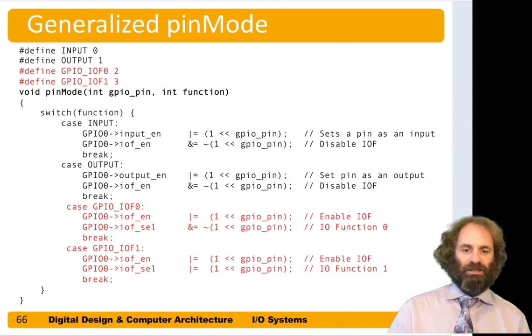Now let's talk about generalizing the pin mode function. Previously our pin mode handled input and output, but now we want it to be able to handle a GPIO IO function 0. And you might remember for IO function 0, we need to set the IO function enable bit for that GPIO, and also set the IO function select to 0 for function 0, or to 1 for function 1. So we can define 2 new modes. In addition to input and output, we now have IO function 0 and IO function 1, and pin mode can put us in any of those.